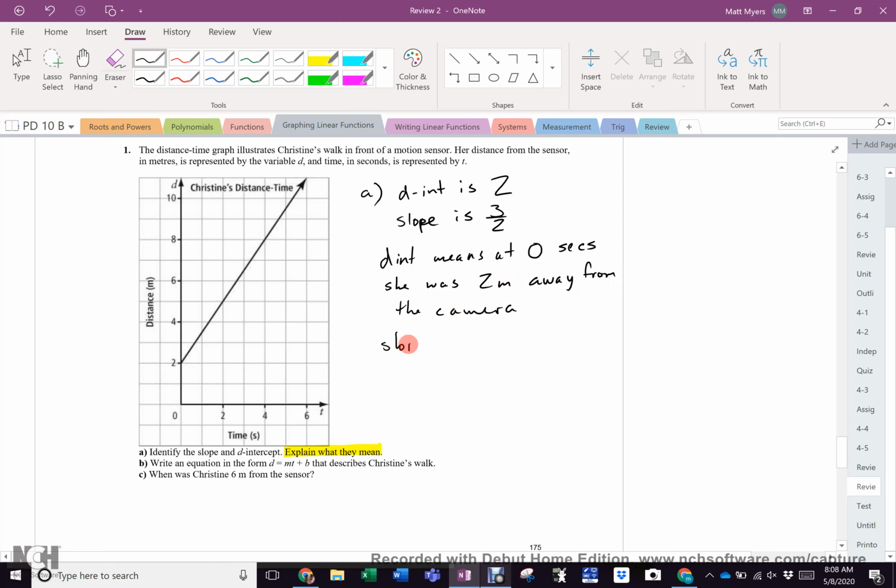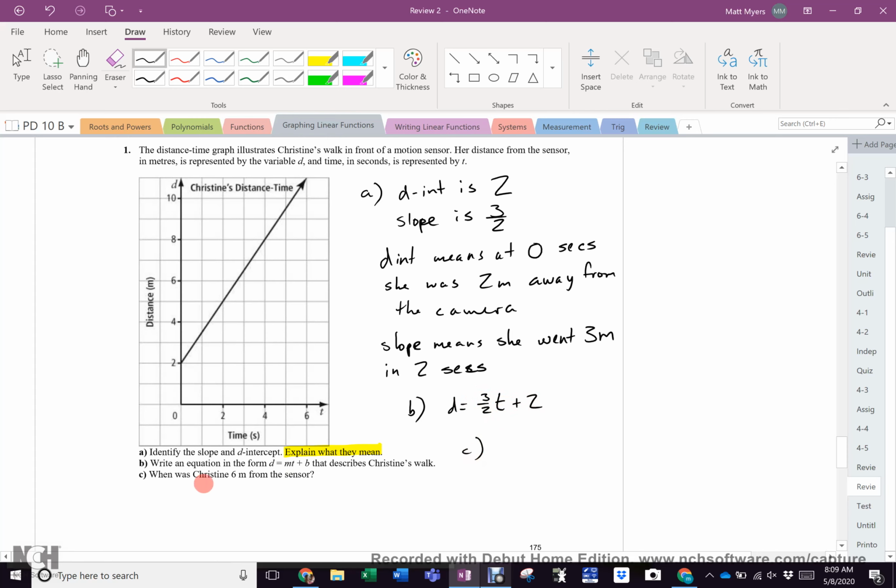And the slope means she went 3 meters in 2 seconds. B, what's the equation? Well, I have the slope and the y-intercept. So d equaled 3/2t plus 2.